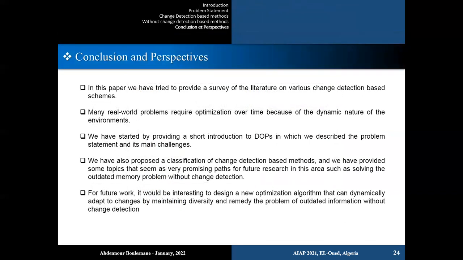In conclusion, many real-world problems are dynamic and require optimization over time because of the dynamic nature of the environments. In this paper, we have tried to provide a survey of the literature on various change detection-based schemes. We have also proposed a new classification of change detection-based methods. Solving dynamic optimization problems without using any change detection scheme is an open research issue. Whatever the problem's characteristics and whenever the changes occur, this kind of algorithm is not based on knowledge of the change point time to handle future change.